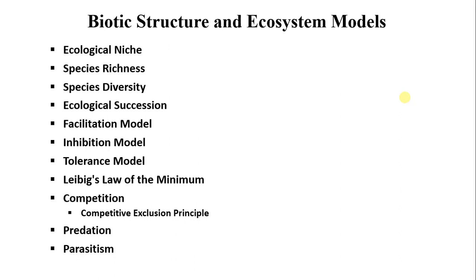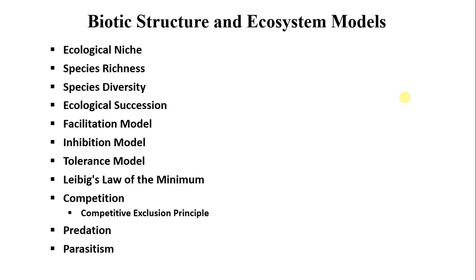The inhibition model says that whichever species gets to a site first holds it against later settlers. Holds it against, in other words, they try to colonize and they try to stop other ones from coming to also settle. What is the tolerance model?